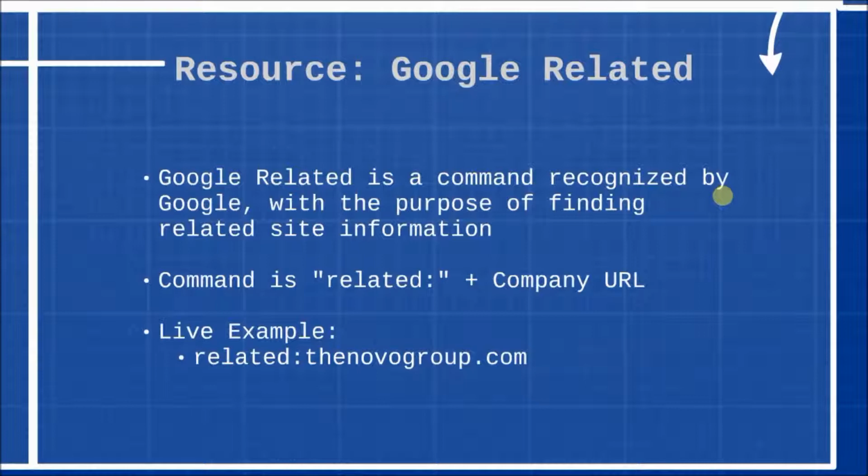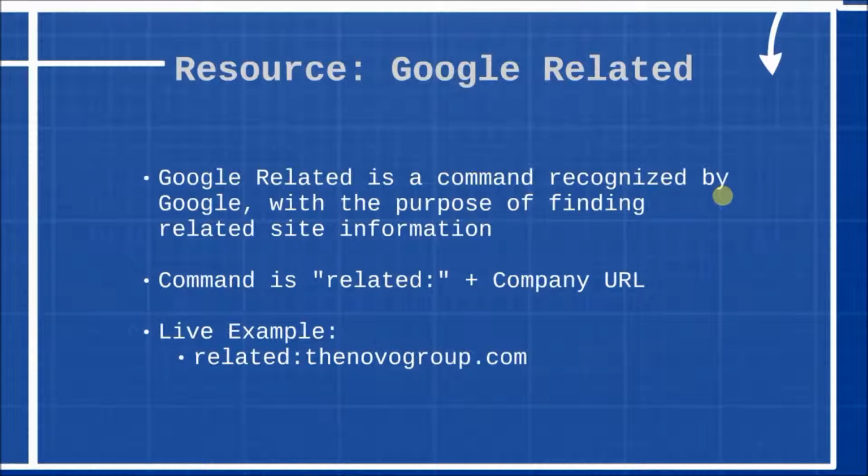The first one, which I've only been using a little over a year, is the Google related command. The Google related command is recognized by Google, surprise surprise, with the purpose of finding related site information. To use this in a Google search, you simply type related: and the company URL, kind of like when we used to use the site: command for an X-ray search.